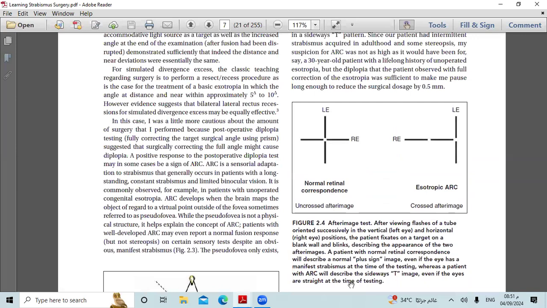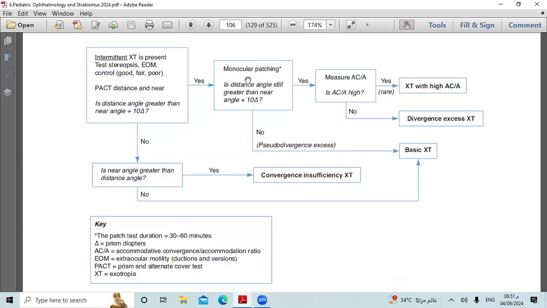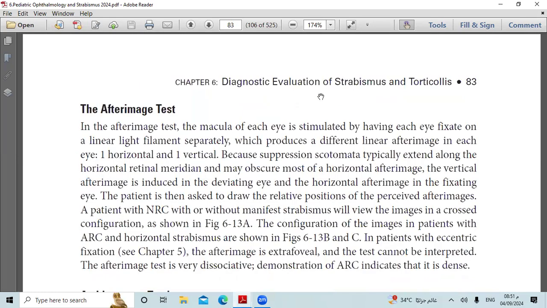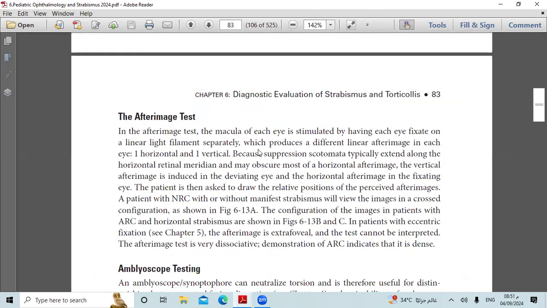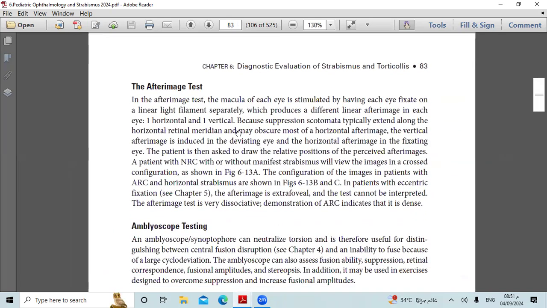About the after image, actually, the most beautiful book that explains the after image, I think, is the American Academy. Let me go to the American Academy quickly. We will read it just to understand the meaning of the after image test. Okay, it's here. Okay, Dr. Aima, can you continue, please, reading the after image test here?